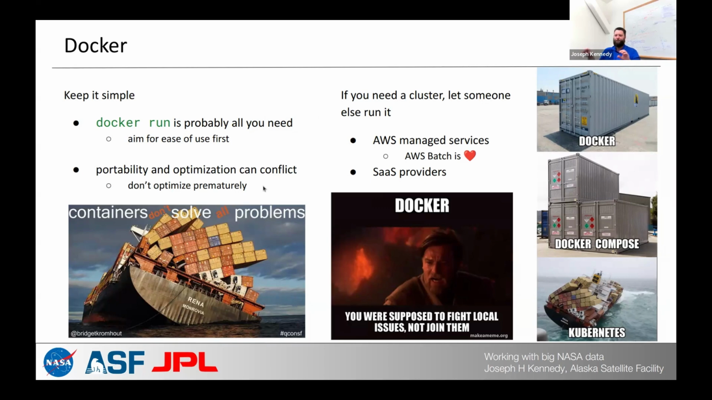Portability and optimization can conflict. So with Docker, it's possible to build a workflow that's completely portable. You can run it in the cloud, you can run it on the HPC center, you can run it on your local machine. It might not be optimized for any of those in that case. I would caution that you really don't want to optimize prematurely, typically. Get something working, get something simple working, and then go from there.